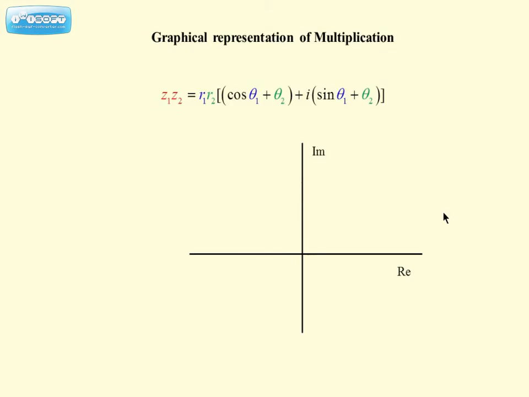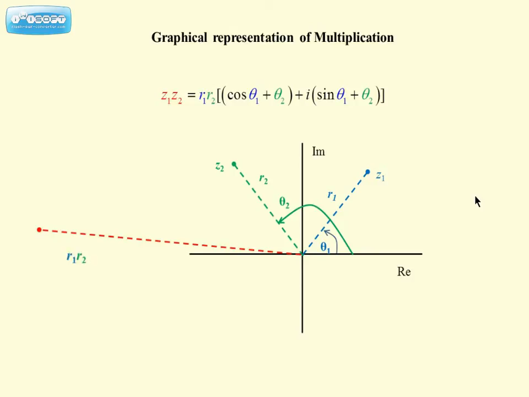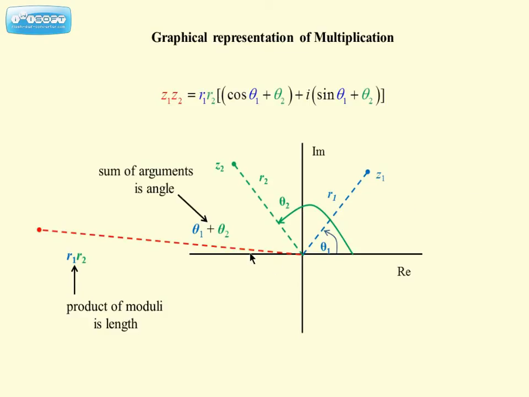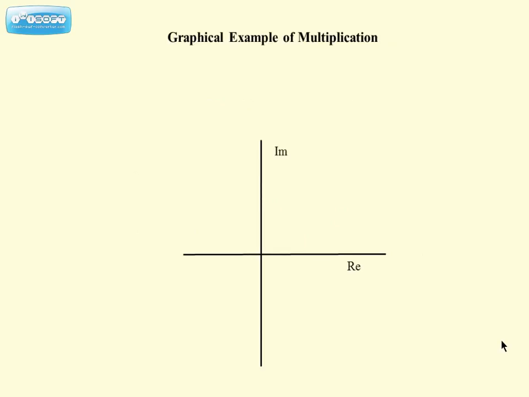We'll now look at the graphical representation of multiplication. Here's the graphical representation of z1. There's the graphical representation of z2. We multiply the moduli and we add the arguments. The dashed red line is the result of z1 times z2.